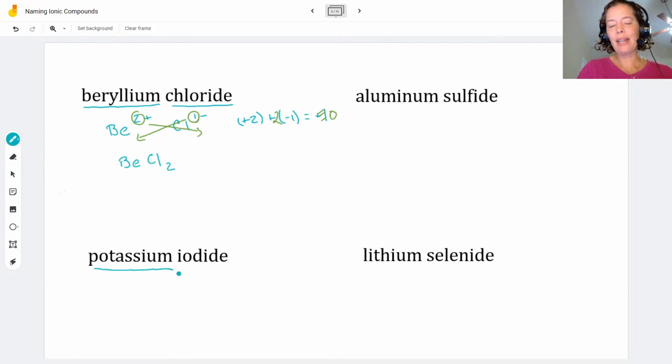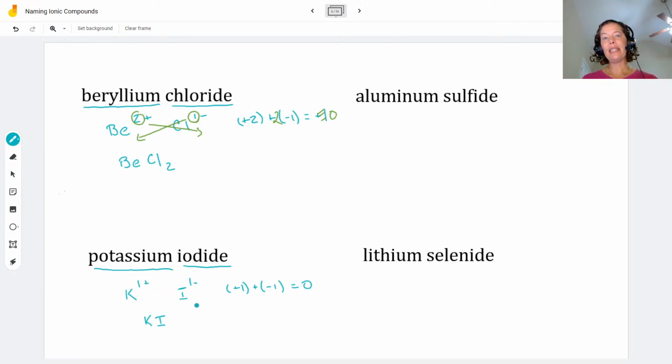Potassium iodide. Identifying our cation first, potassium. If you're finding potassium on your periodic table, you're going to find it in the first column there. So when it becomes an ion, it has a charge of +1. Iodide is another one of the halogens. So when it becomes an ion, it has a charge of -1. Okay, so let's check our charges. You can already see that +1 plus -1 gives me 0. And so this compound is already made. We don't have to do anything.